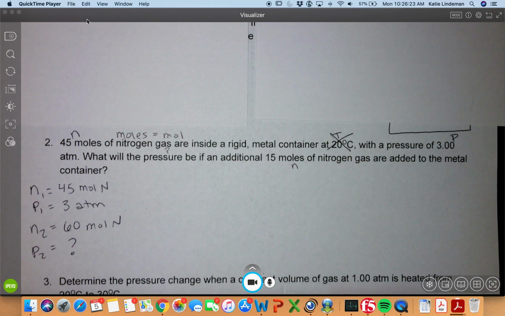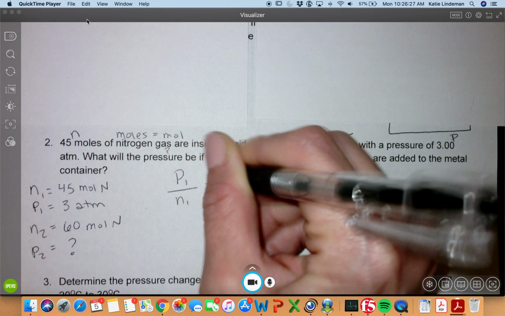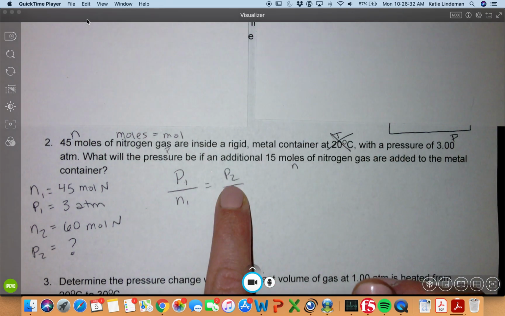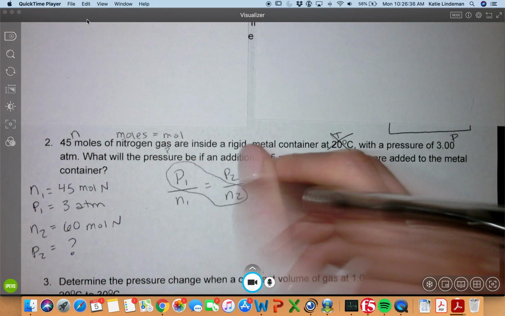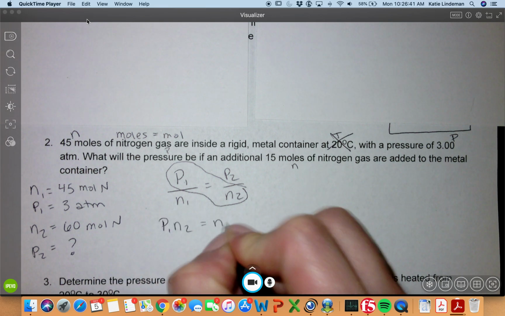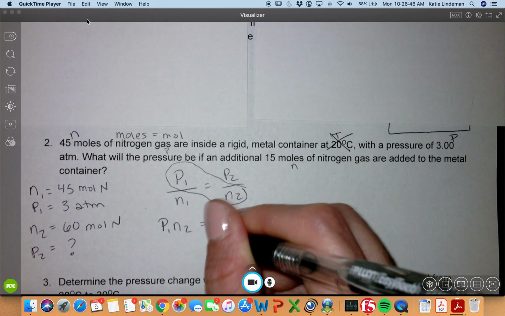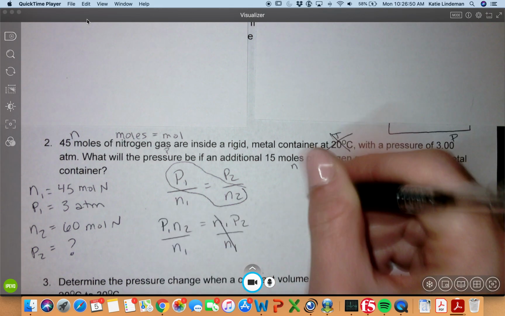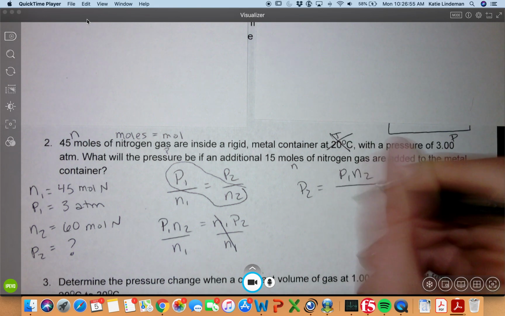Okay, so just going to write out my formula. P1 over N1 equals P2 over N2. I'm solving for P2. Just like before, I'm just going to follow the cross multiplying and then solving for all of these. Okay, so we want to get P2 on its own, so we divide each side by N1. So P2 is equal to P1 N2 divided by N1.